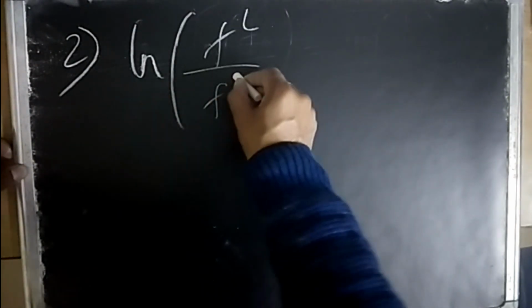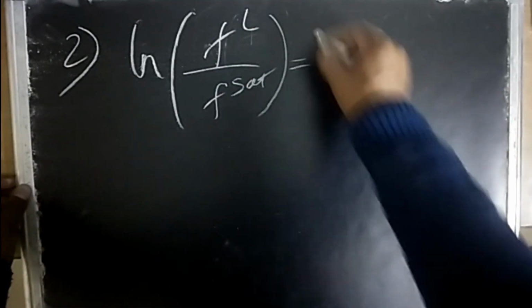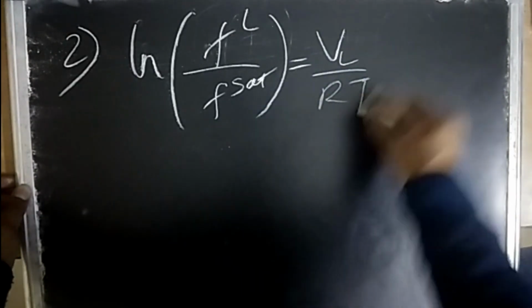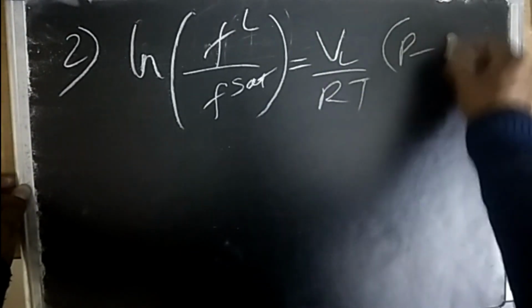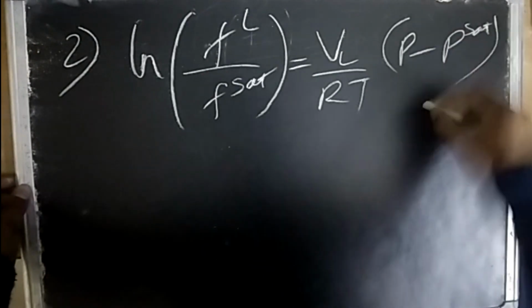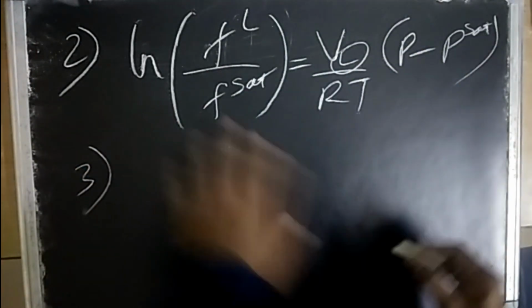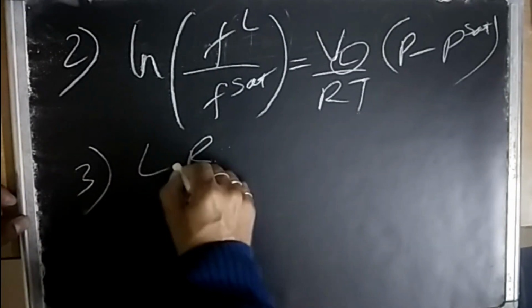Second is that ln, if we take f_L and f_L sat, for liquid, this formula takes place like this: molar volume of liquid by RT into (P minus P sat). Third formula, this is for liquid. Okay, liquid, remember. Third is the Lewis-Randall rule.